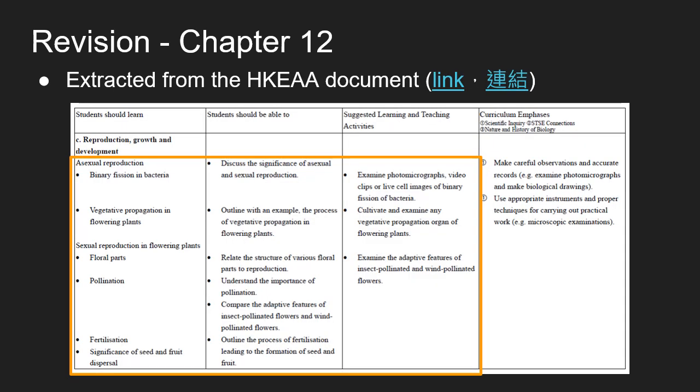So here is an extract from the HKEAA document. You need to know about asexual reproduction, that is binary fission and also vegetative propagation. After that, we move to the sexual reproduction of plants, that is for the flowers and also pollination. Finally, we will have fertilization, that is the fusion of male and female gametes. And finally, we need to know about the significance of seed and fruit and also how they are dispersed.